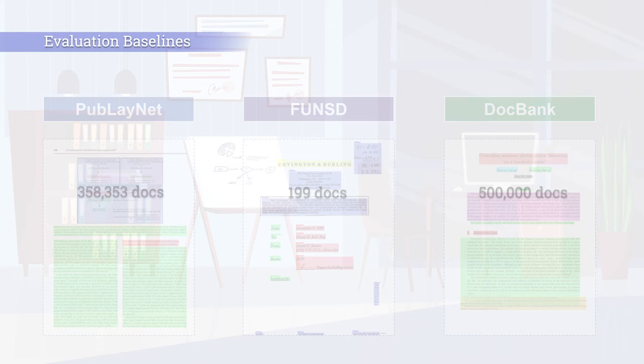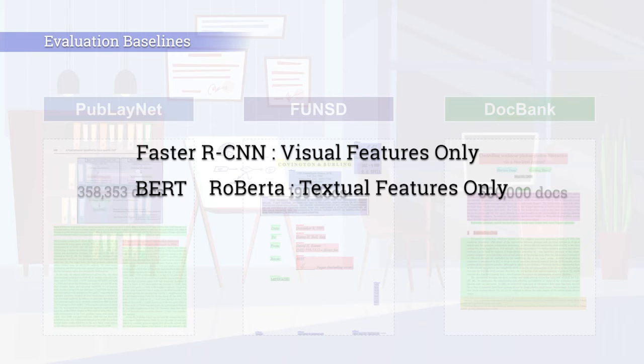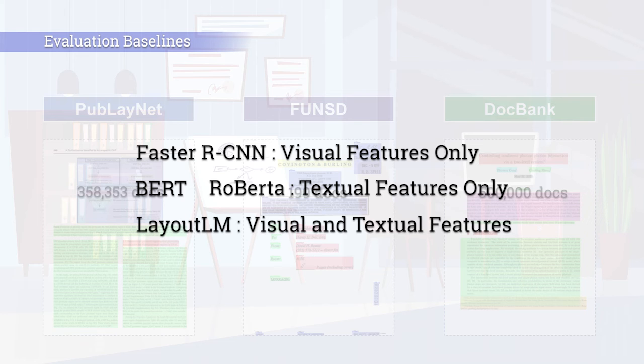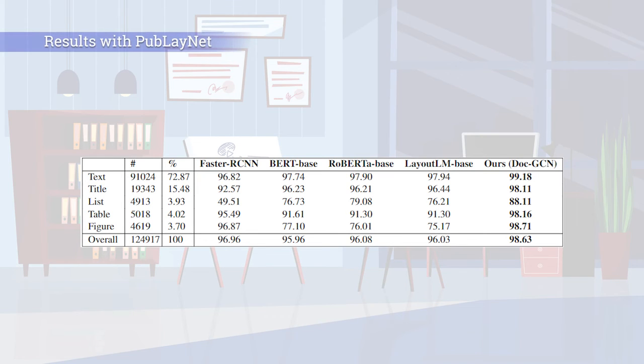We compare our model with 4 different baselines. Faster RCNN, which uses only visual features. BERT and RoBERTa regard the DLA task as a text classification task, by processing only textual features. LayoutLM is a pre-trained model that jointly processes visual and textual features. We evaluate the model performances on F1 score.